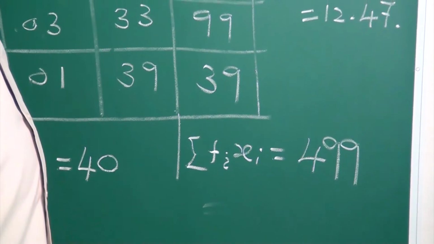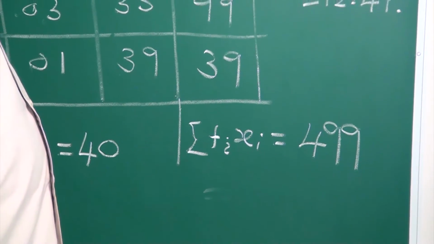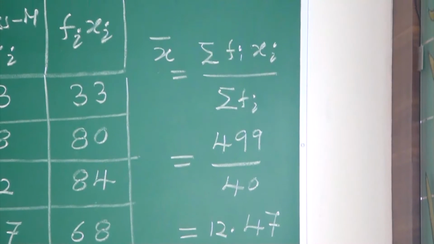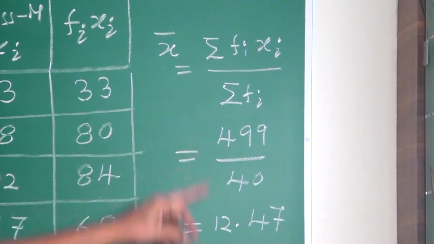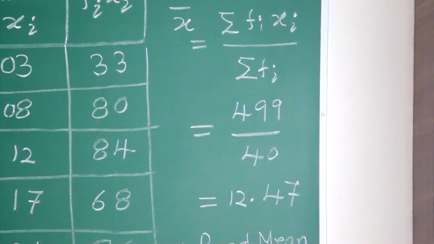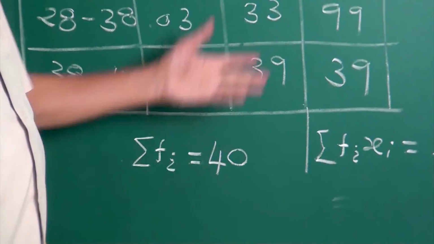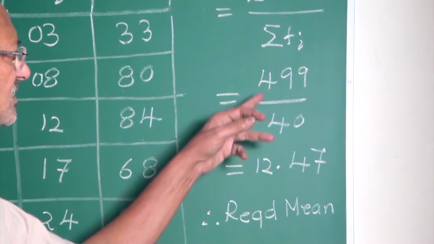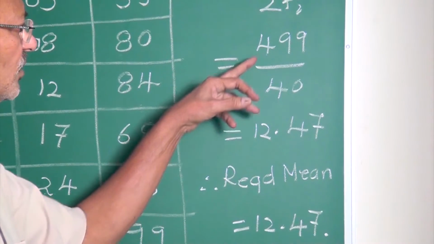What is this? It is sigma fi xi. Then what is the formula to find the mean? Sigma fi xi upon sigma fi, which is 499 upon 40. No cancellation here. Actually, I have to divide it.